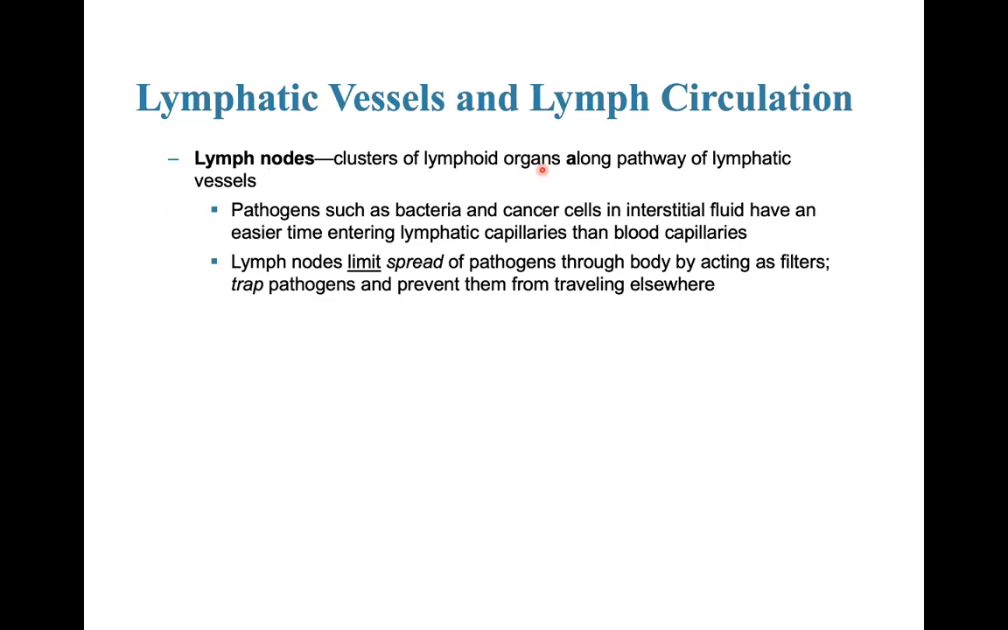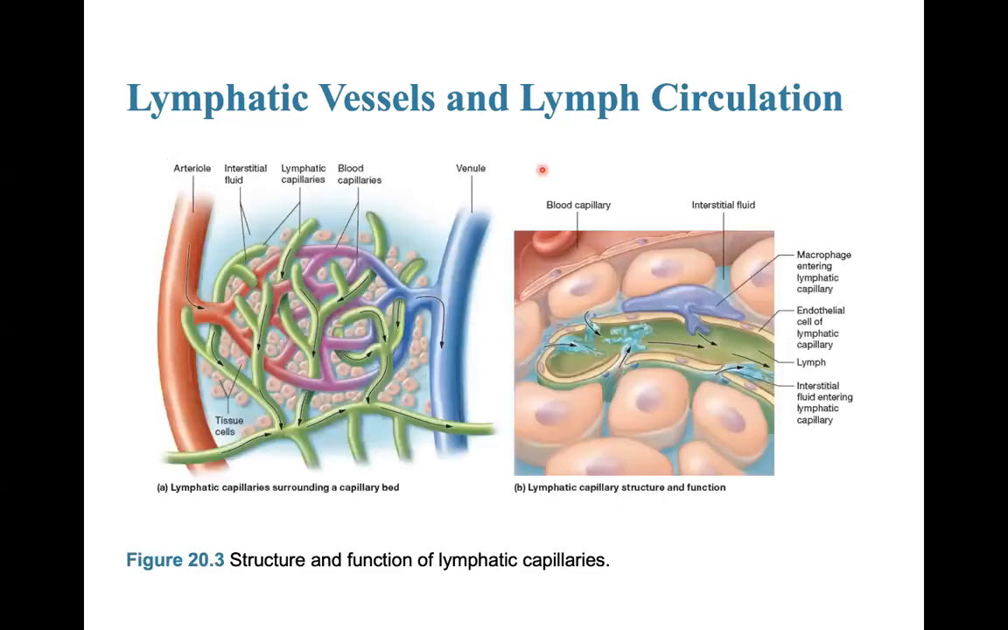The lymph nodes, on the other hand, are clusters of lymphoid organs along the pathway of the lymphatic vessels. Pathogens, such as bacteria and cancer cells in the interstitial fluid, have an easier time entering lymphatic capillaries than blood capillaries. Lymph nodes will limit the spread of pathogens through the body by acting as filters and trapping the pathogens and preventing them from traveling elsewhere throughout the body.